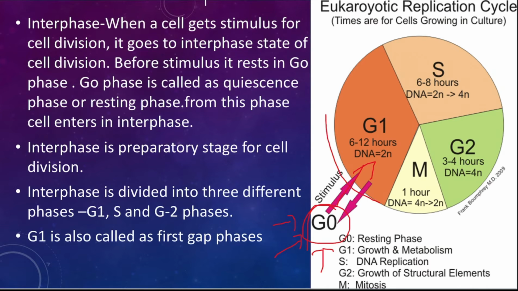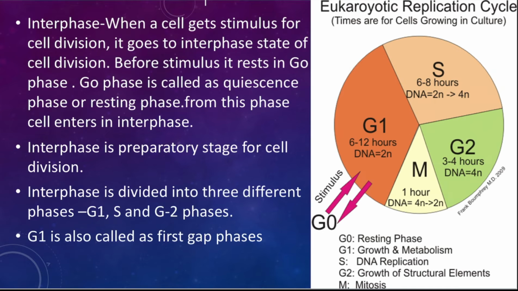So interphase is divided into three phases, G1, S and G2, and whenever a cell is stimulated to divide, it will enter into G1 phase. I also have written the short name and explanatory name for each phase: G0 resting phase, G1 growth and metabolism, S phase DNA replication, G2 growth of structural elements, and M is mitosis. So you should be clear about what a cell does in G0 phase and why it enters into G1 phase. It enters into G1 phase only when it gets stimulated by its environment for cell division.